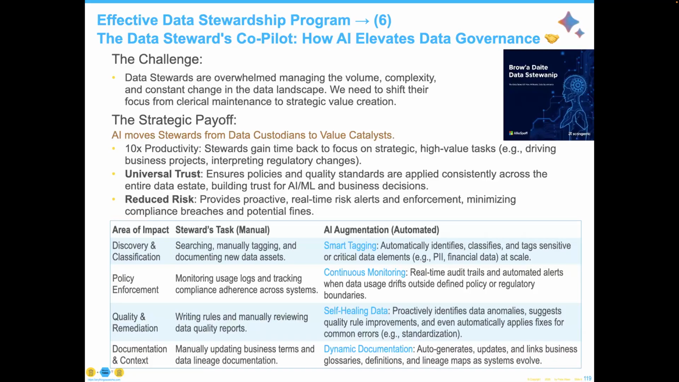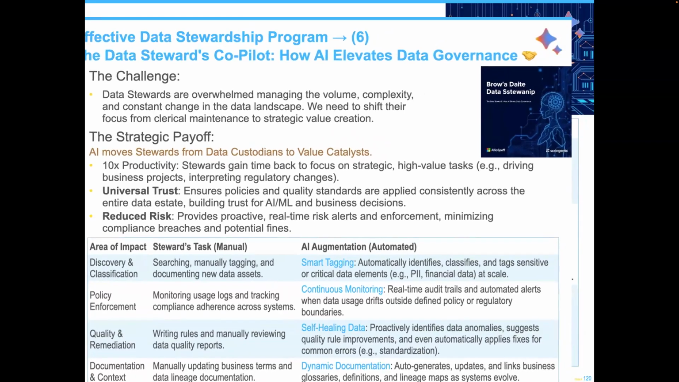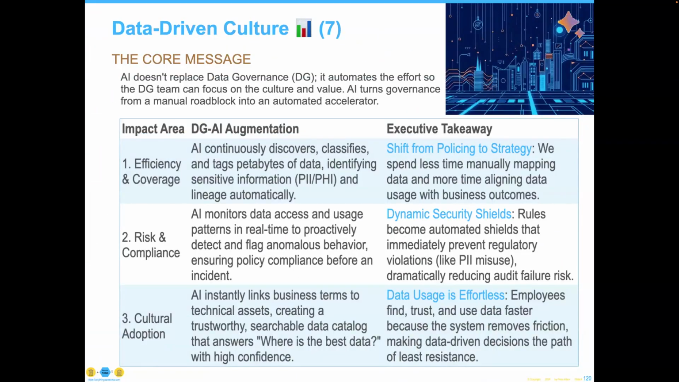And this will give you business-specific items that will be extremely helpful for you in terms of moving forward with these. Each of these is a chapter in a new book or something, so that you can sit down and figure all of it out. What's data-driven culture? Well, what we're really trying to do is help everybody see through these data goggles. And again, efficiency and coverage. So we shift from policing to strategy, risks and compliance, where we put up dynamic security shields that are there, cultural adaptation, right?